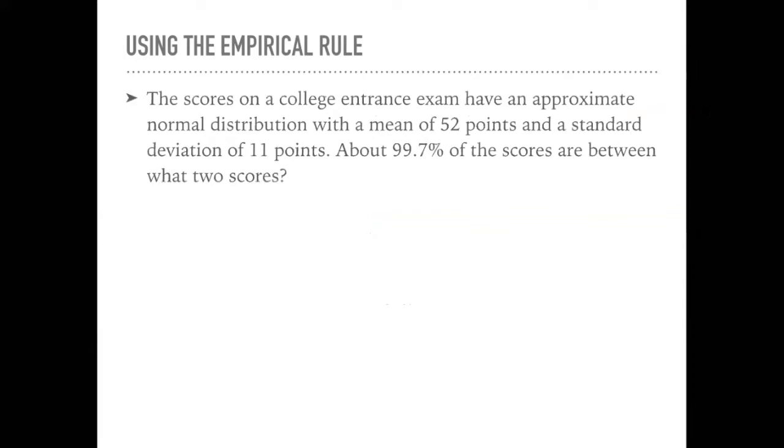Another example here. The scores in college entrance exams have an approximate normal distribution with a mean, so mu, of 52 points, with a standard deviation, so sigma right here, of 11 points. About 99.7% of the scores are between what two scores? 99.7. That goes with the -3, +3 standard deviations. So we're saying, what values have the z-scores of -3 and +3?